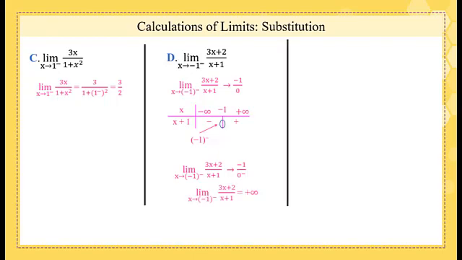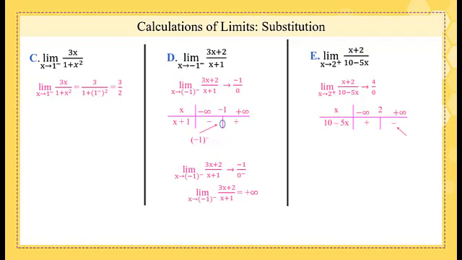Another example, the limit of x plus 2 over 10 minus 5x as x tends to 2 plus. Here we want to find the limit at right of 2. To find out if this 0 is 0 plus or 0 minus, we shall study the sign of 10 minus 5x. At the right of 2, 10 minus 5x is 0 minus, as shown in the table. So the limit is 4 over 0 minus, which is minus infinity.